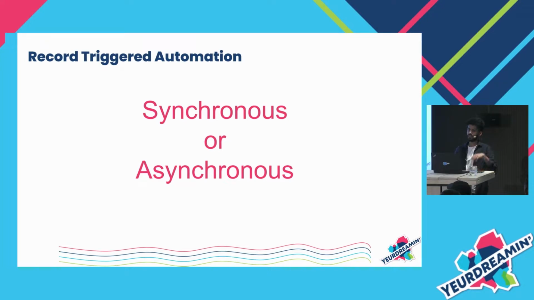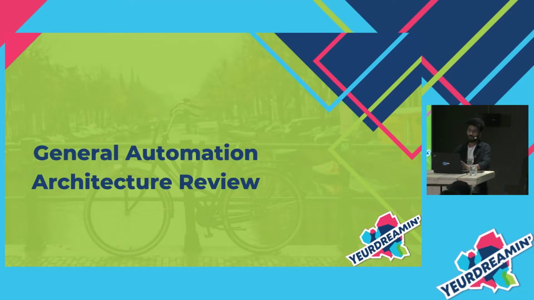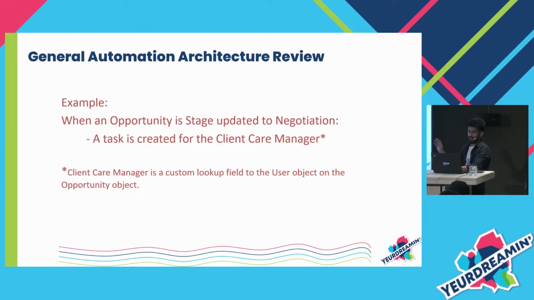Let's take a look at a general automation architecture, what we see in our daily lives. A very simple use case. Imagine we have an opportunity, and we want to implement this use case. We have a stage field on the opportunity object, and when the stage is updated to negotiation, we want to create a task for the client care manager, where the client care manager is a custom lookup field to the user object on the opportunity. So how would you normally do this?